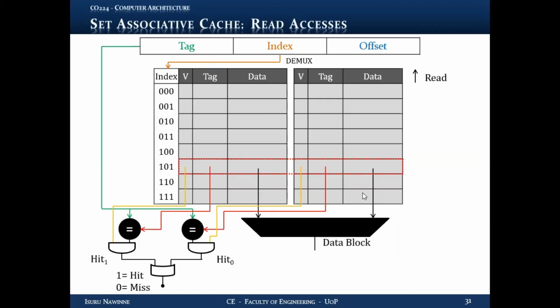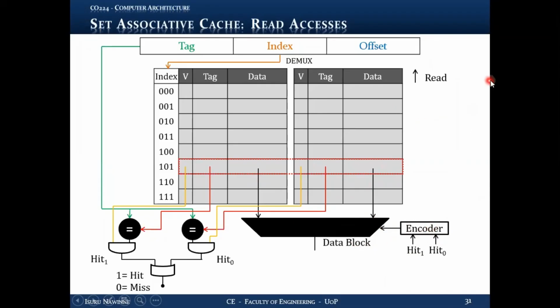are referring to, right? So what we had to do is send these hit signals, hit 0 and hit 1, through an encoder and generate the corresponding select signal for this multiplexer to select the data block, right? So since we only have two ways in this cache, you use the two hit signals to generate a single bit select signal, right? So 2 to 1 encoder.